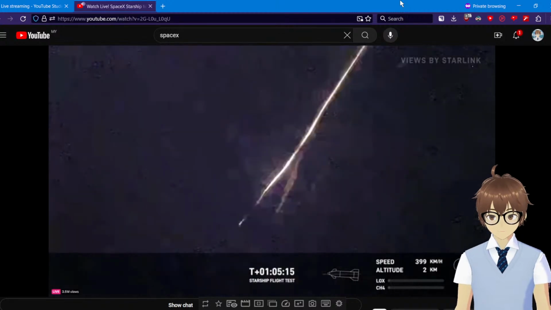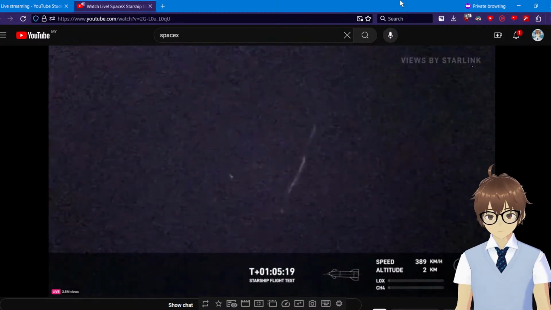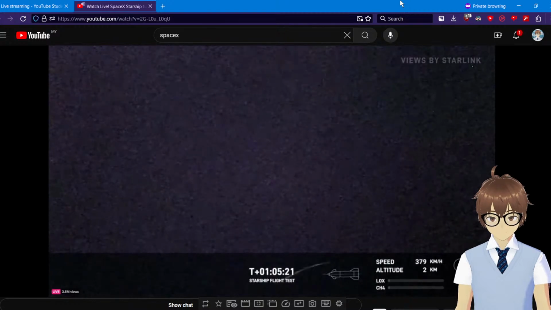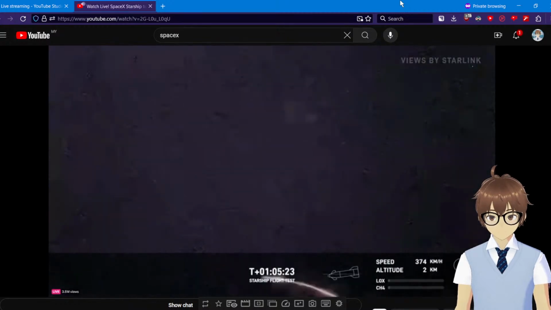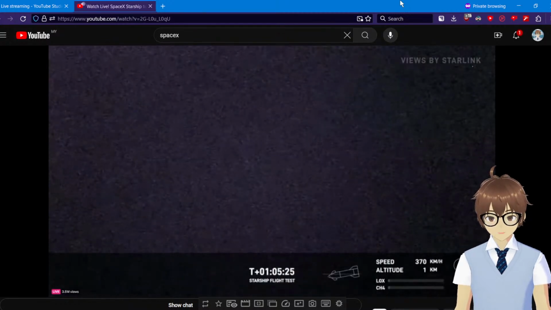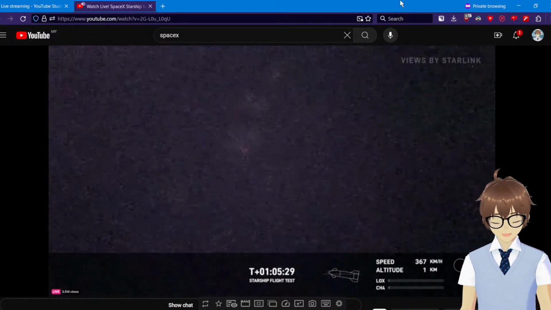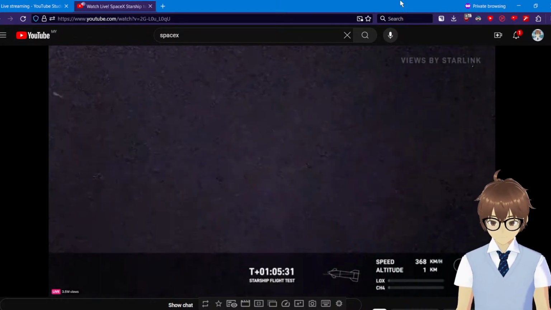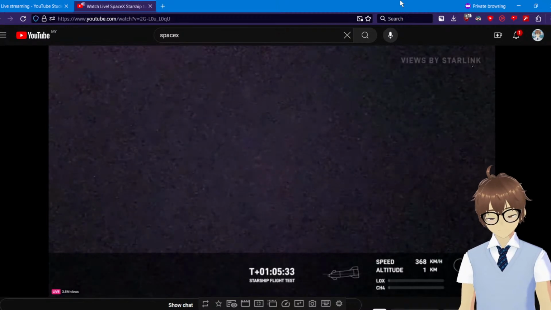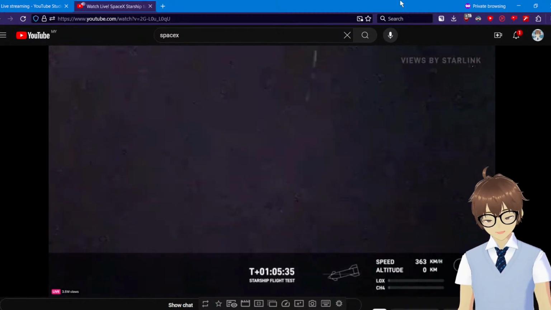This is incredible. We're getting very close to splashdown. These fireflies are such a good sign of life right now. We wish we could see more, but we'll take it. All right, altitude is 2 kilometers. 1 kilometer altitude. Good luck. Good luck, man. Come on. Good luck.